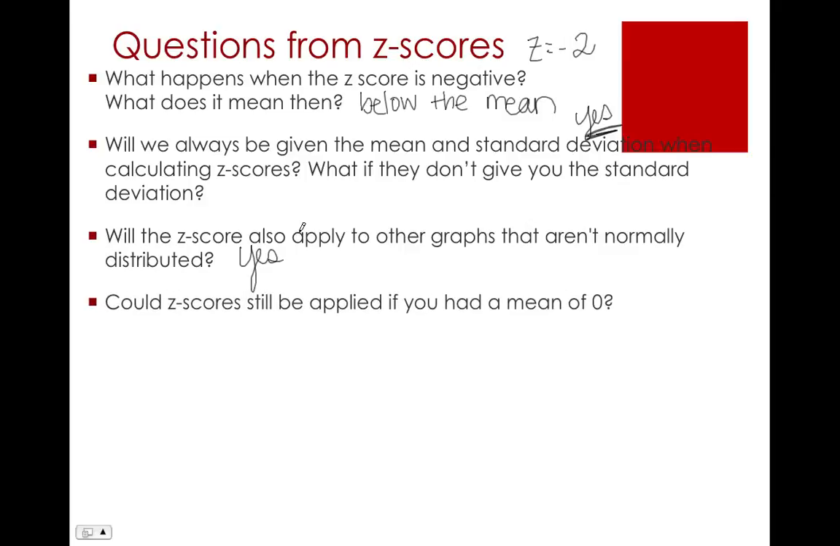Could z-scores still be applied if you had a mean of 0? Absolutely. Mean of 0, no problem. It just makes it really easy to subtract the mean.